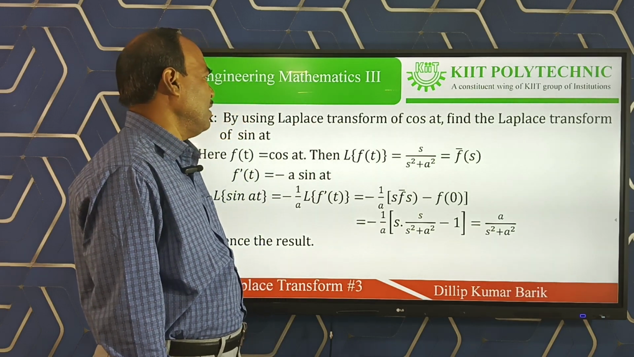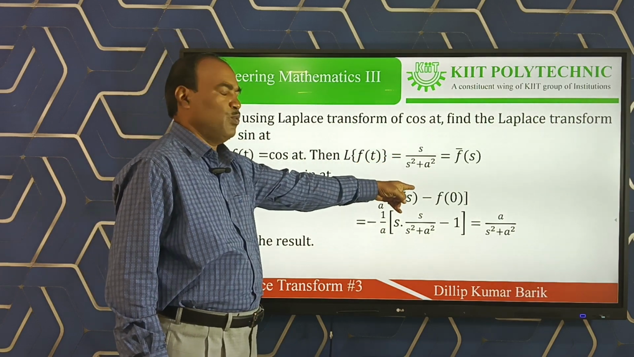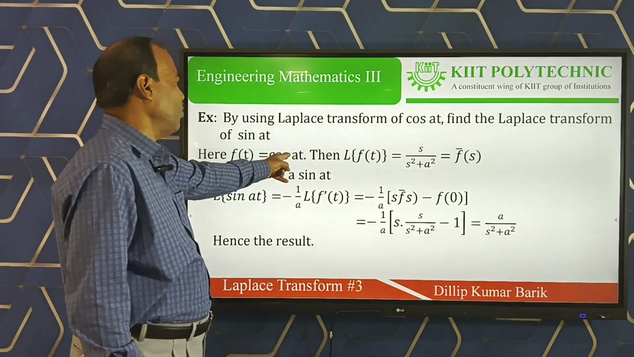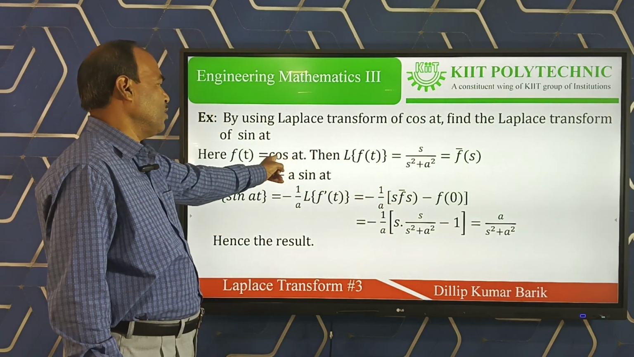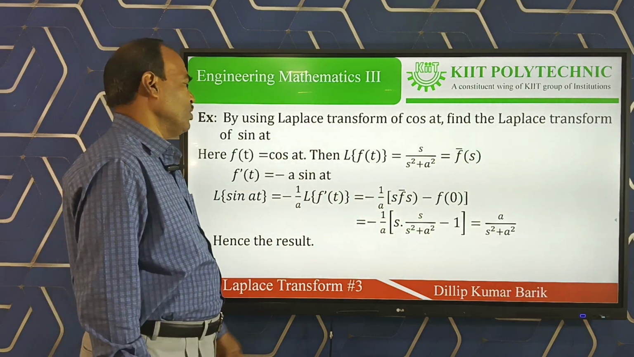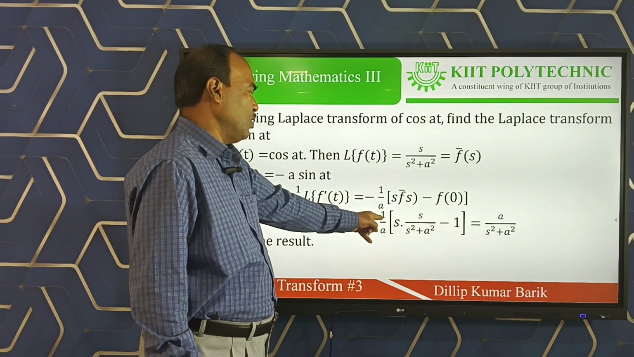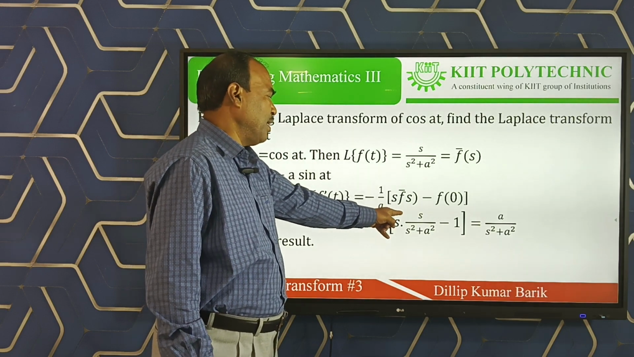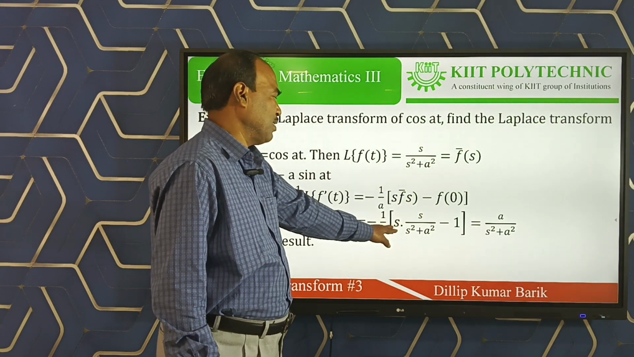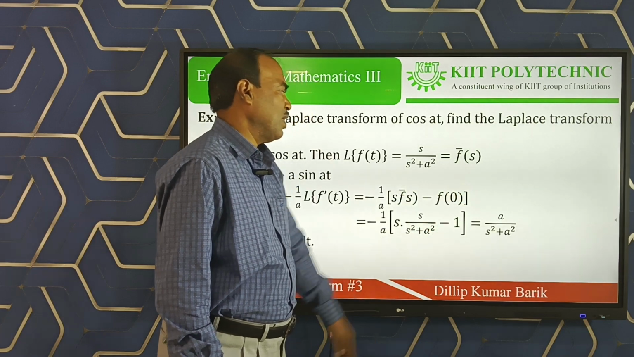And f bar s is nothing but s by s square plus a square, and f(0) means the function value at 0. So that means cos at t when t is equal to 0, that means cos 0. From trigonometry we know cos 0 is equal to 1. So minus 1 by a whole into s by s square plus a square minus 1, and by algebraic simplification taking LCM and so on, it will be minus a by s square plus a square.